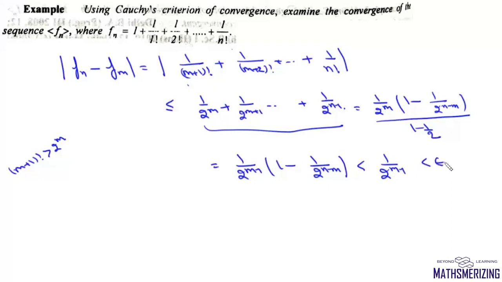Now this is less than epsilon. So |Fn minus Fm| is less than epsilon when n is greater than m, and from here we can write 2 to the power of m minus 1 will be greater than 1 upon epsilon, and if we take log both sides, we can write m is greater than 1 minus log epsilon, which means the sequence is a Cauchy sequence and therefore it is a convergent sequence.